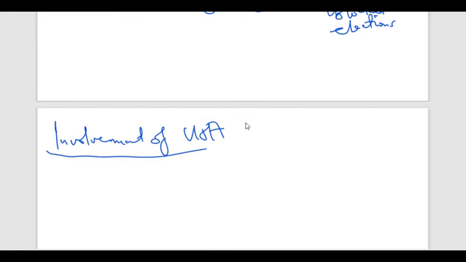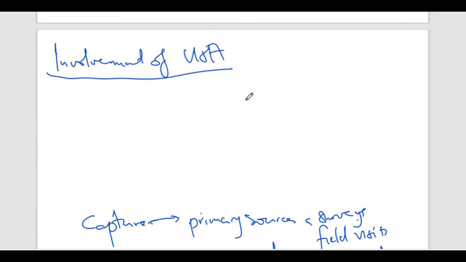So we are going into the details of the essay. Right. What was the reason for the involvement of America? Why did America get involved in the war? Involvement of the USA. The USA was following an ideology which was called the domino theory.